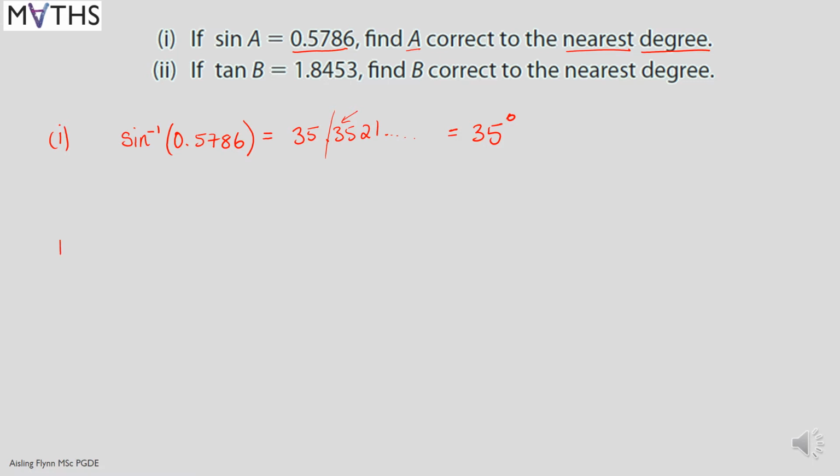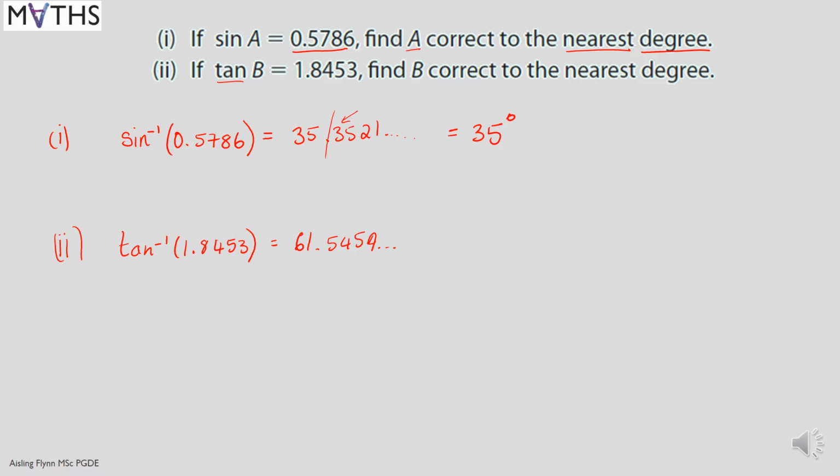Part 2 says if tan B is 1.8453, find B correct to the nearest degree. This time what we're given is tan, so we'll work backwards with that, and we're using the tan inverse, so shift and the tan button, and we'll type in 1.8453. When you press the equals button we get 61.5459, and it does go on a bit.